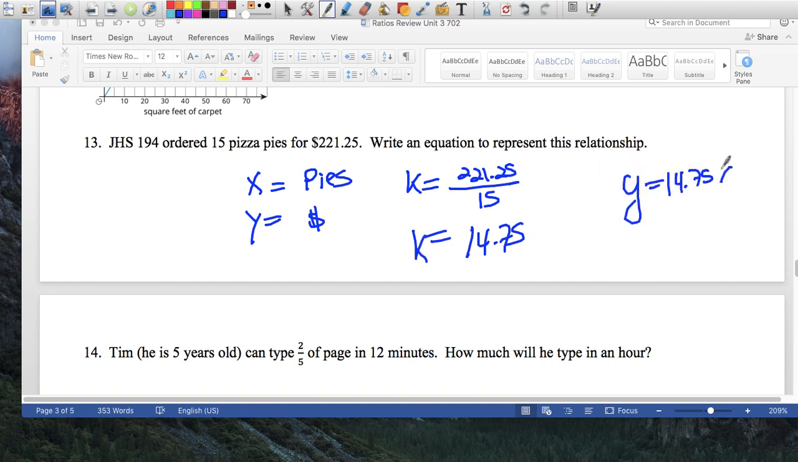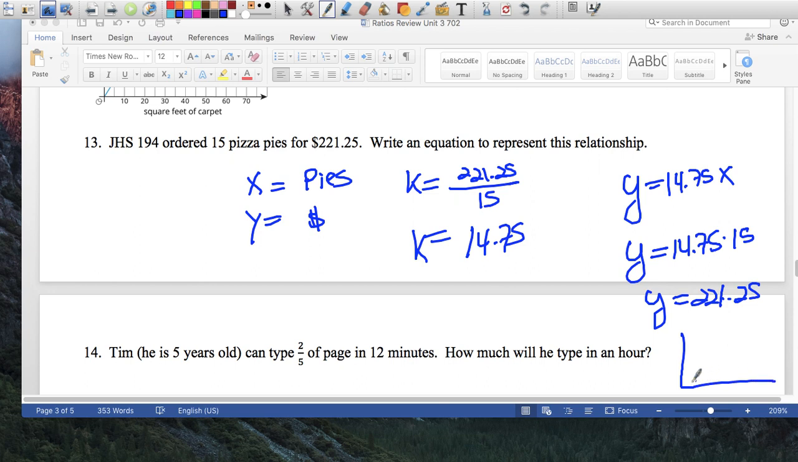Every pizza is 14.75, so one pizza would be 14.75. And if you wanted to just check, 14.75 times x, which in this case is 15, the total number of pizzas, do you get to 221.25? Yes, you do. And if you want to graph, it would look something like that. Okay.